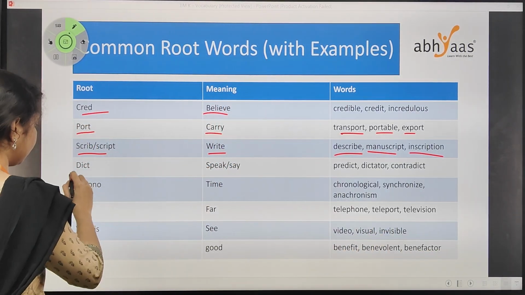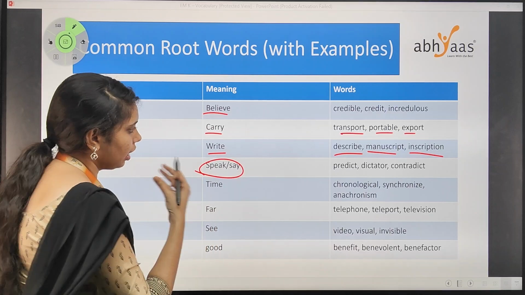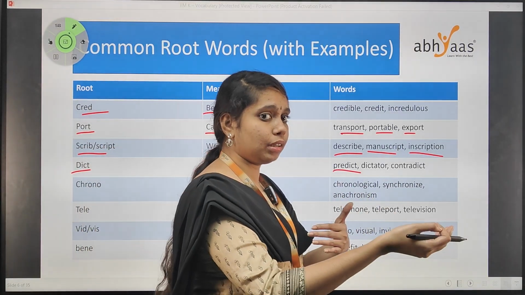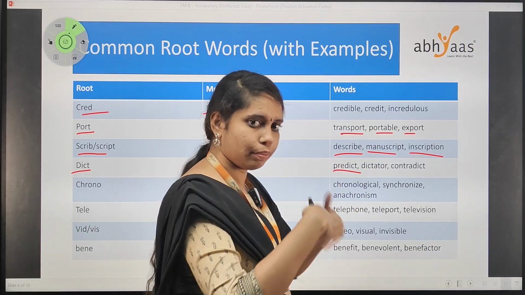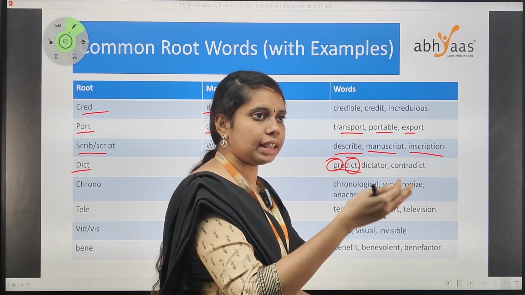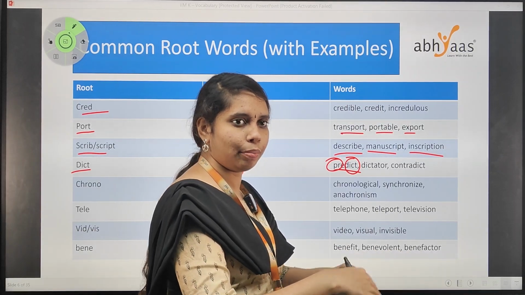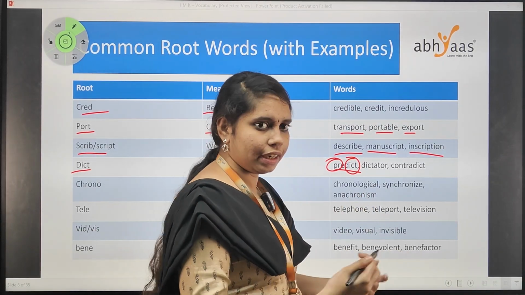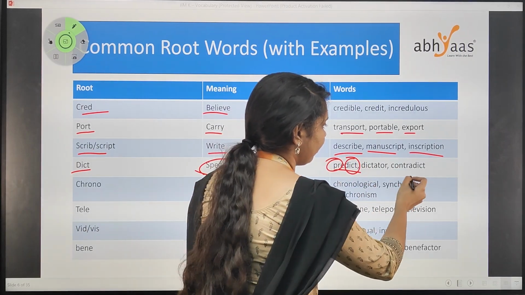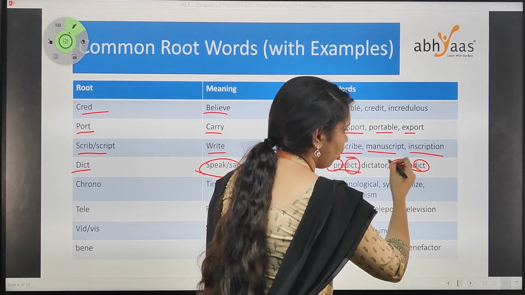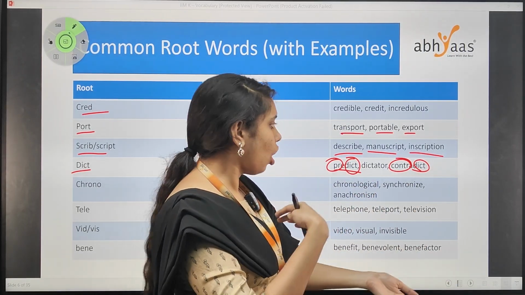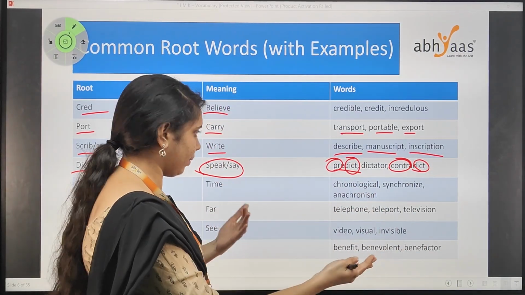Then we have dict. Dict is to speak or say. That is why we have dictation, right? Predict is to say something before that happens. Pre is before, right? So pre is before and dict is to speak. So when you say something before it happens, it becomes your predicting, right? Then we have dictator, someone who rules through his speech. And then we have contradict. What is contra? Something opposite, right? I have contradicting views means I have something opposite views. So I have something opposite to say, right?